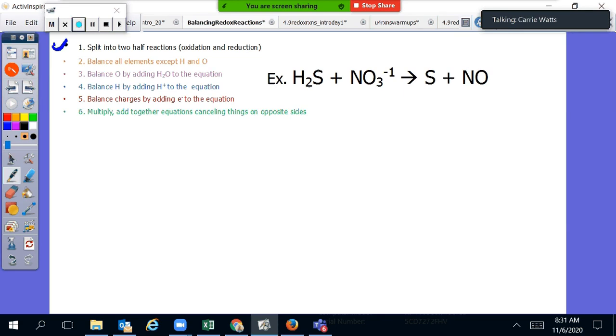Okay, so the first thing is I'm going to look at H2S. Okay, sulfur has a -2 oxidation number. Let me do it in a different color. Okay, hydrogen, +1 times 2 is +2. Okay, and of course +2 minus 2 equals 0, so that works out.